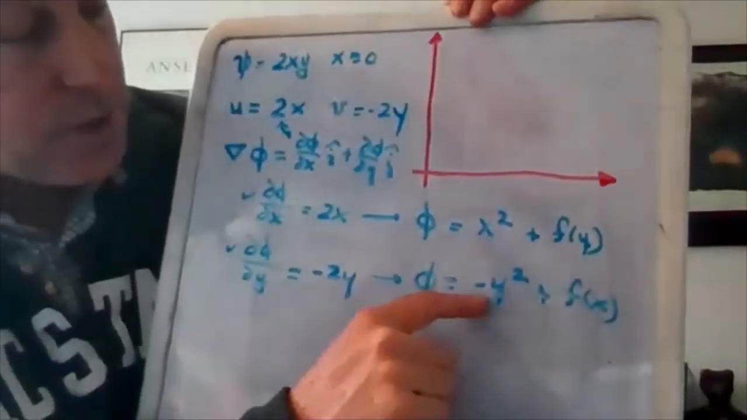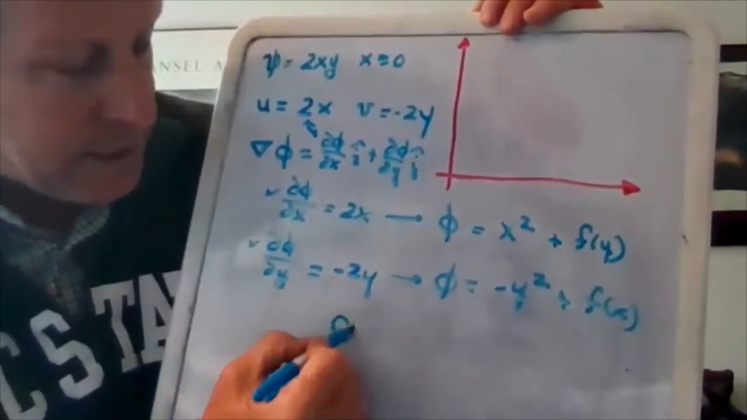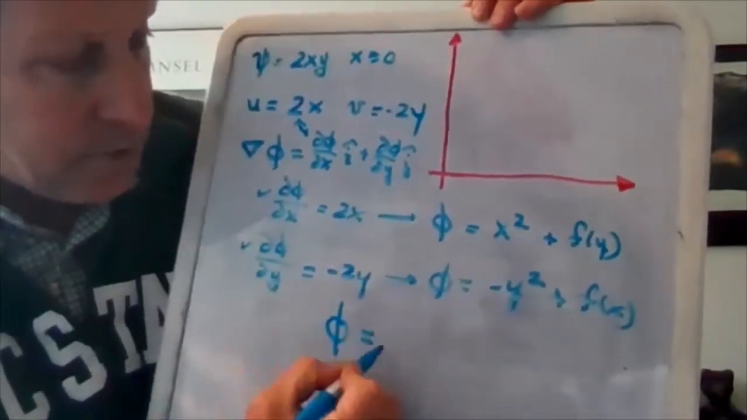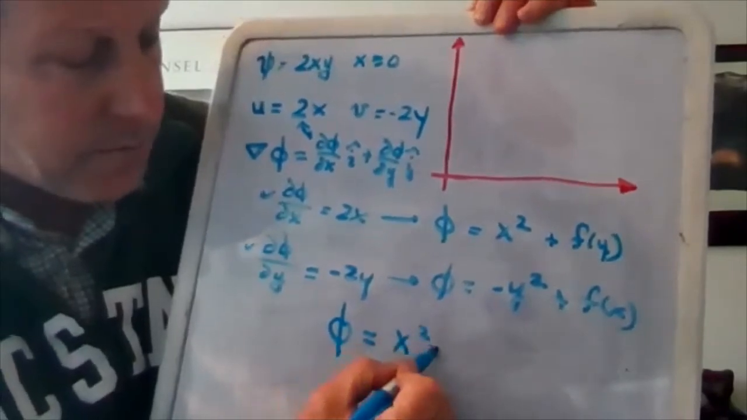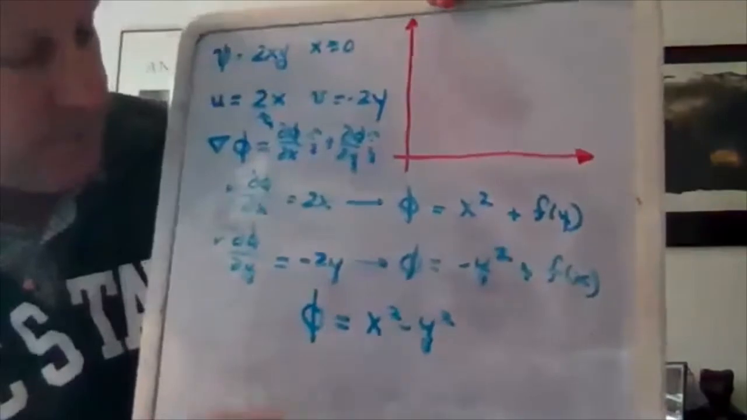It has to have an x squared and a y squared, and maybe it could have some other stuff. Let's just write what we have down and see how close that is to right. So phi is equal to x squared minus y squared, and maybe there could be some other stuff. So let's take a look at that and see if that works.